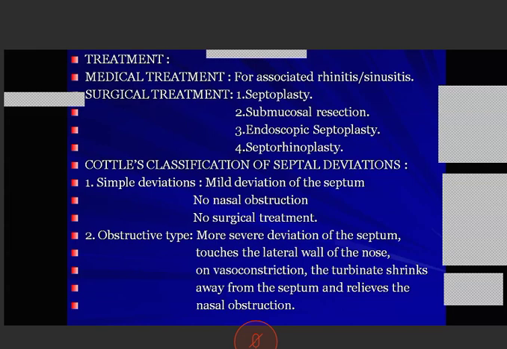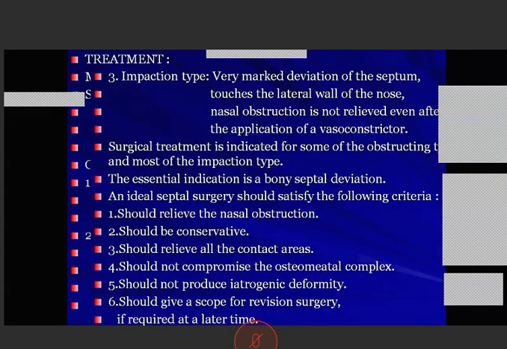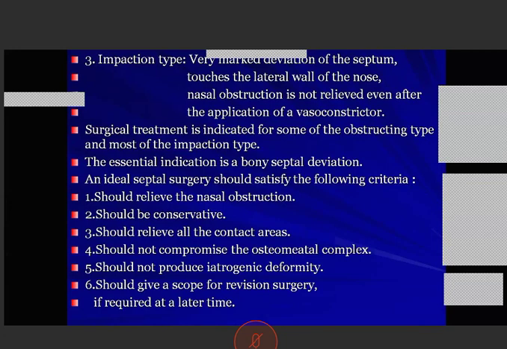So obstructive type, more severe deviation of the septum, which touches the lateral wall of the nose. On vasoconstriction, that is on putting a cotton wool with adrenaline, the turbinate shrinks away from the septum and relieves the nasal obstruction. This is obstructive type. An impacted type is a very marked deviation of the septum, where when you put a cotton wool with adrenaline for vasoconstriction, it is not relieved of obstruction. This is called impacted type.